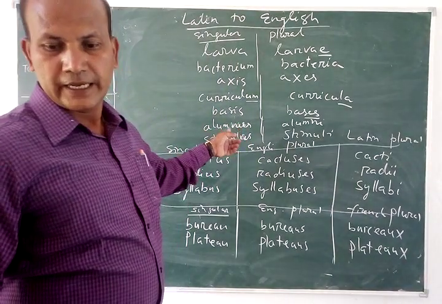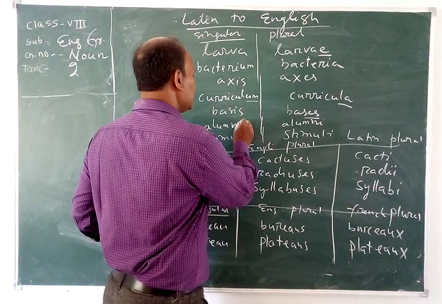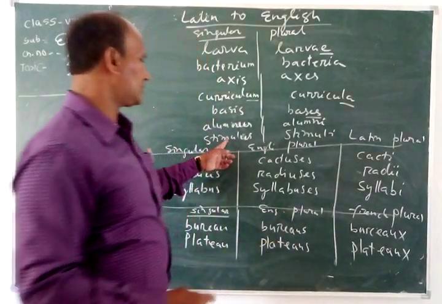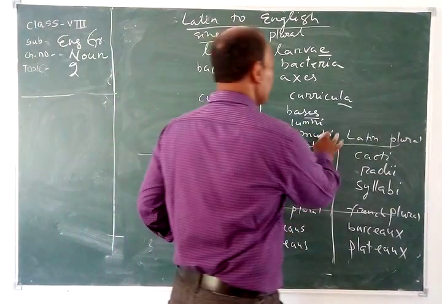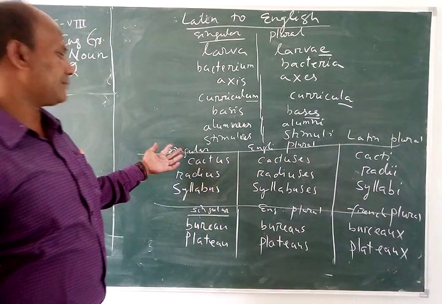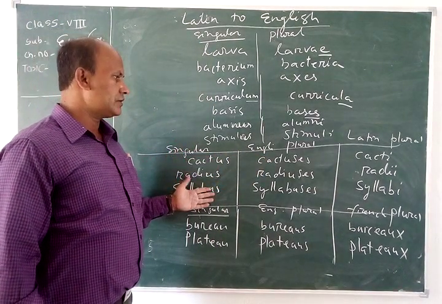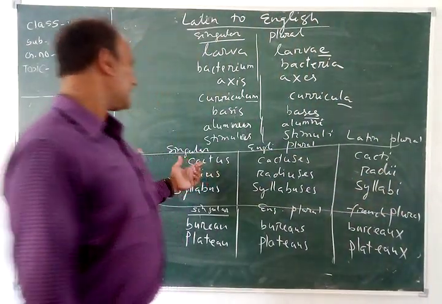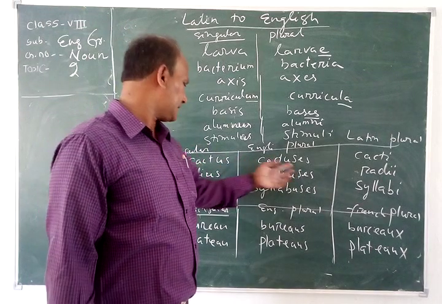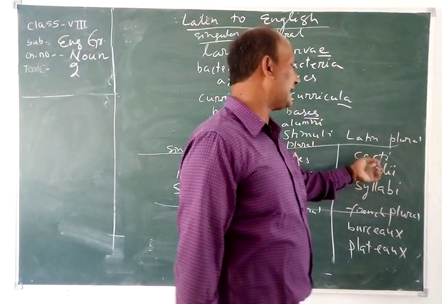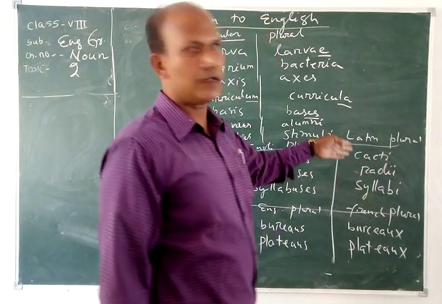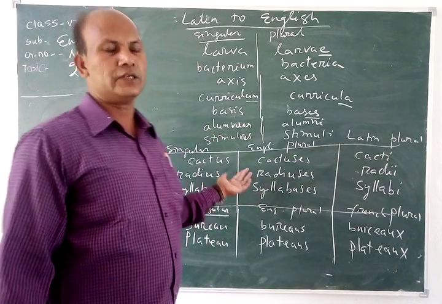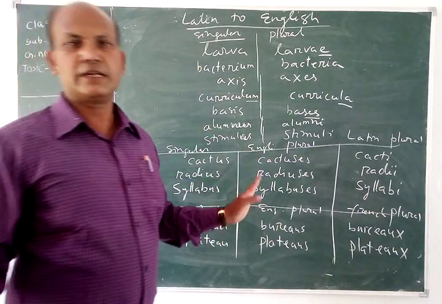Alumnus, alumni. Stimulus, stimuli. Is it clear? Many words have a plural in English and a different plural in Latin. You have to know, just like cactus, in English cactuses, S-E-S. But in Latin the plural is cacti. Suppose someone writes cacti also, according to the Latin word, you have no problem, grammatically we don't count it wrong.